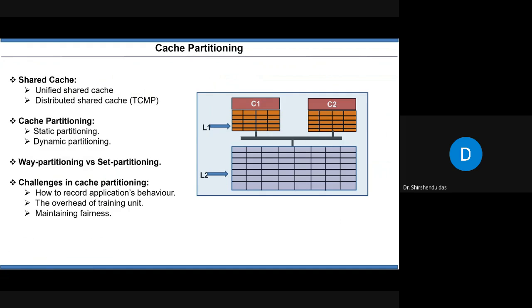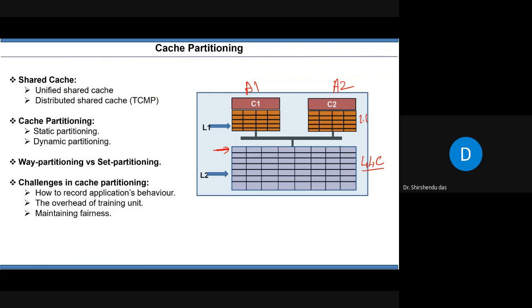Suppose there are two cores here. You can see each core has its own L1 cache, and the L1 cache is also set associative, and the L2 cache is also set associative. L2 is also considered as the LLC, last level cache. It may be possible that there are two applications, A1 and A2, running. It may be possible that application A1 needs less memory space and A2 needs more memory space. If you simply depend on the LRU replacement policy here, it may give equal importance to both.